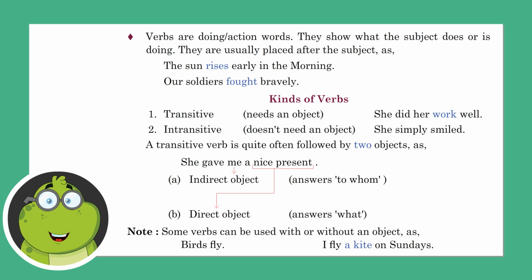She simply smiled. A transitive verb is quite often followed by two objects, as: she gave me a nice present. Indirect object answers to whom? Me. Nice present. Direct object. Note, some verbs can be used with or without an object, as birds fly. I fly a kite on Sundays.